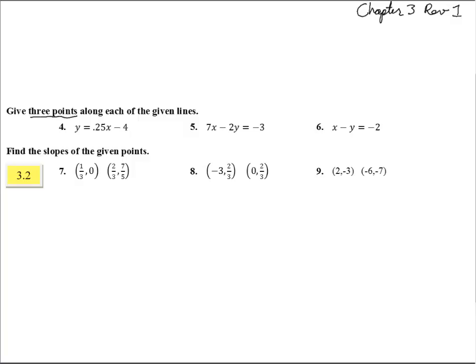We're going to stick in, well, intercept's easiest for me. I'm going to stick in 0 for x. That's gone right there. And then we just get y equals -4. Good. Let's stick in, I don't know, 3. 3 times 0.25 is 0.75 minus 4 is -3.25. Good. Stick in another one. I don't know, 12. 12 times 0.25 is 3 minus 4 is -1. There we go. Those are 3 points.